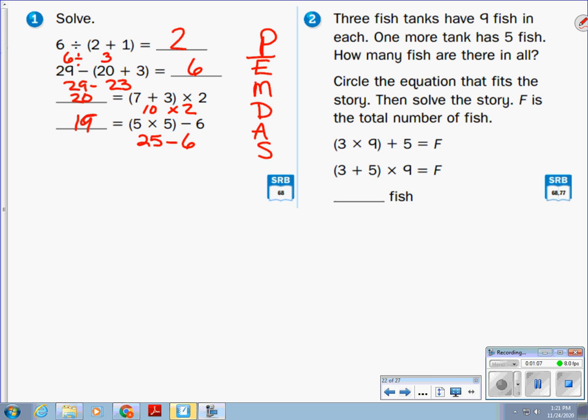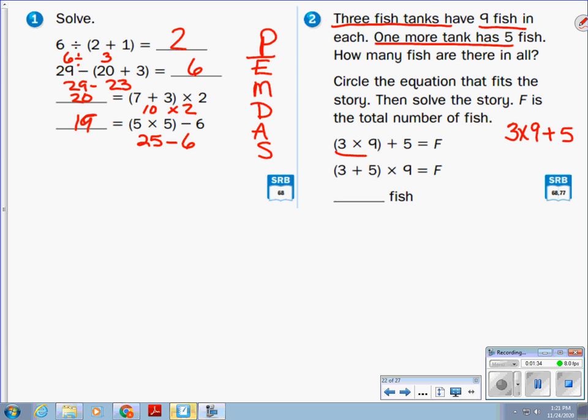All right, number 2. 3 fish tanks have 9 fish in each. 1 more tank has 5 fish. How many fish are there in all? All right, so we know there are 3 fish tanks and they have 9 fish in them. So we have 3 times 9, and then 1 more tank has 5, so plus 5. That's what we're looking for.